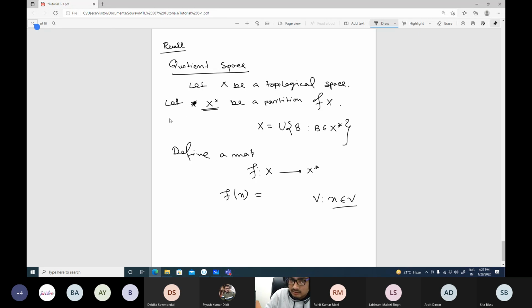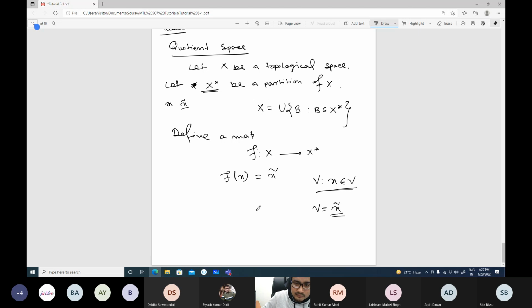So what are the elements? These are equivalence classes. Actually, given a partition, you can define an equivalence relation. So let us take x tilde, or x bar, to be the equivalence class containing x. We denote this V as x tilde, the equivalence class containing x, right? Then this F is surjective.